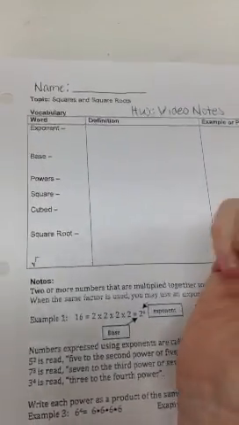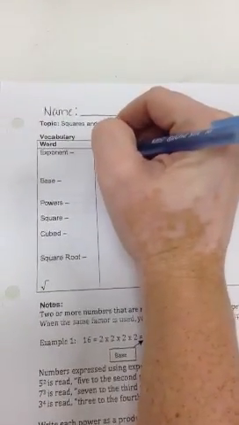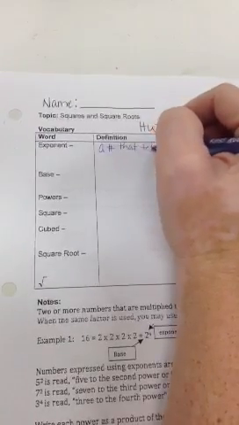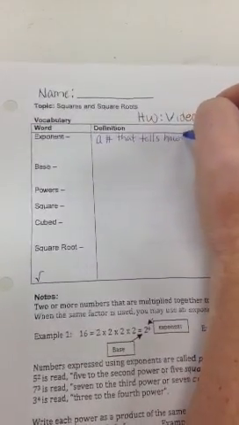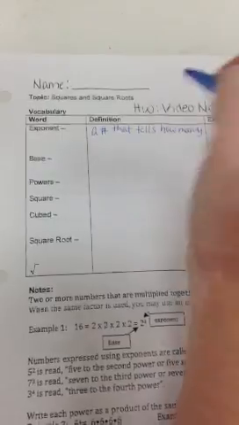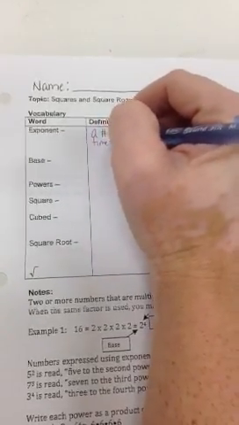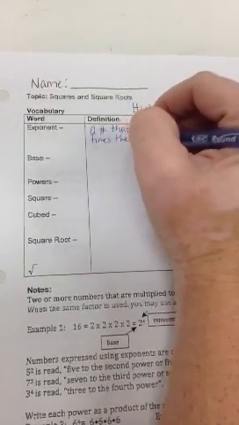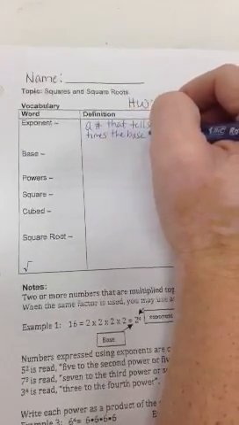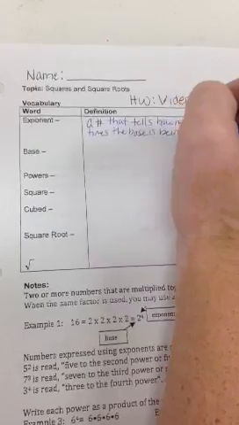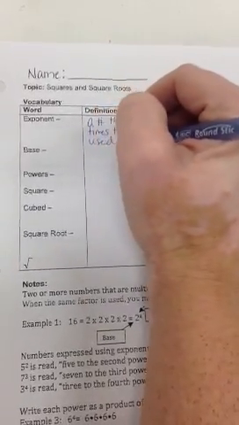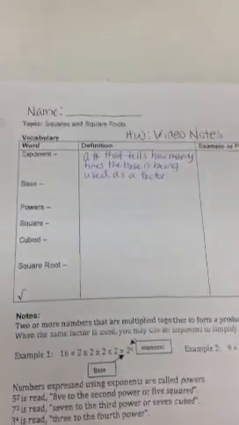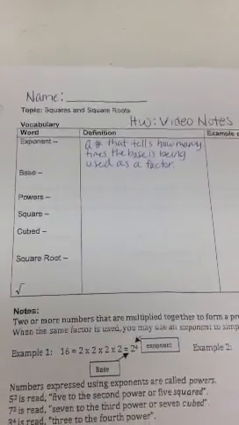An exponent is a number that tells you how many times the base is being used as a factor. And if you remember, a factor is just a number that is multiplying by another number.